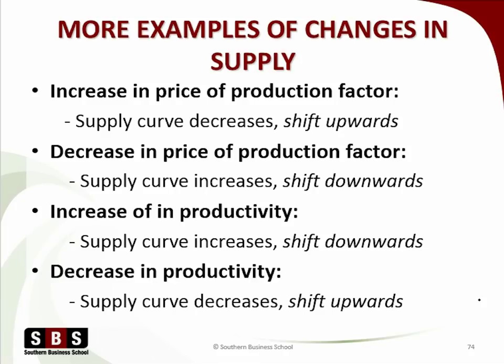So this is just an example. If there's an increase in the price of the production factor, then the supply curve decreases and shifts upwards. So we just go back to the, no, that's the demand. Okay. So a decrease in the price of a production factor, the supply curve increases and shifts downwards. The increase in productivity, the supply curve increases or shifts downwards, or decreasing productivity, just the opposite. Now, what is said there is also in that table I said to you is important.